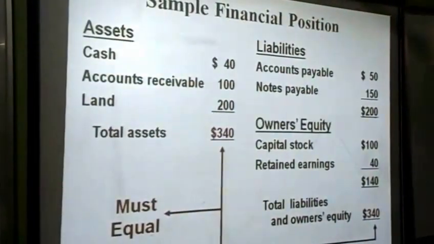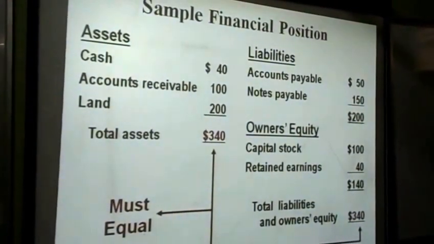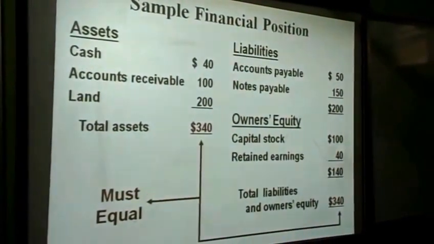On the left position, or debit position, we can see asset. There is cash $40, account receivable $100, and land $200. Total asset is $340. On the right position, or credit position, there is liabilities, account payable $50, and notes payable $150. Total liabilities is $200. And then equity, capital stock $100, and retained earnings $40. Total liabilities and owner's equity $340, and it must equal total asset.